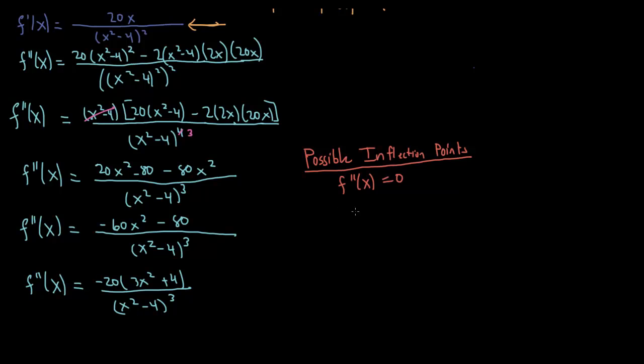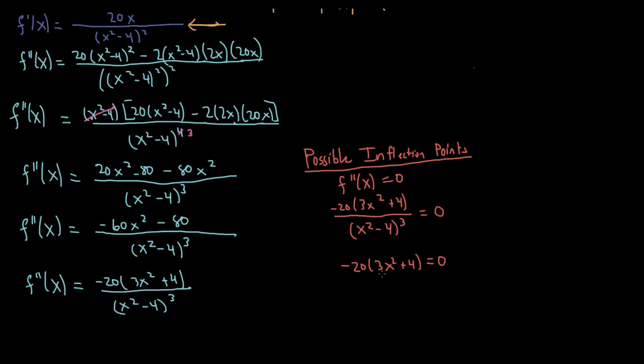So the only possible inflection points we're going to get are solutions to f double prime of x equals 0. That's negative 20 times 3x squared plus 4, divided by x squared minus 4 cubed, equals 0. Just like we talked about a few moments ago, this left-hand side can only equal 0 if the numerator is 0. We don't even care what the bottom is as long as it's not 0 at the same time. So we can solve this easier equation.